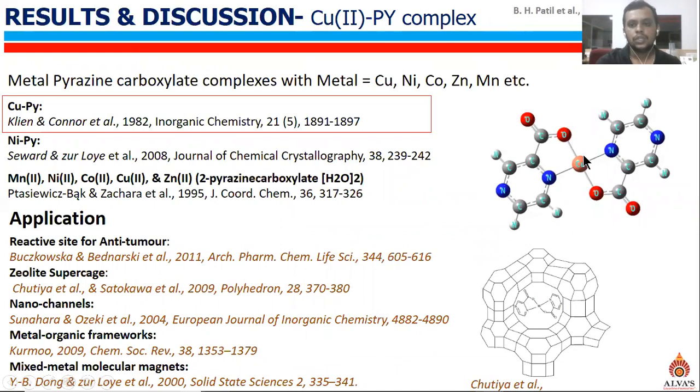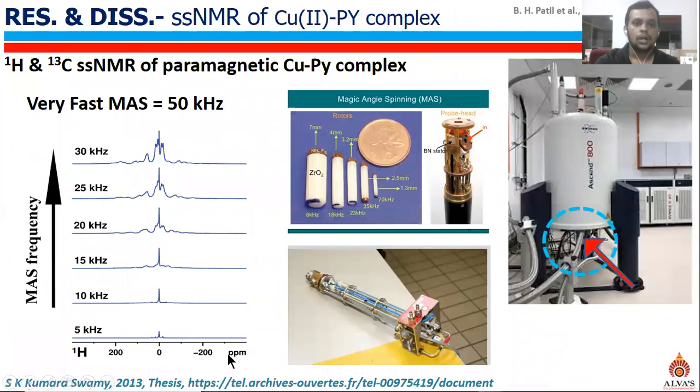And when we put paramagnetic copper into the pyrazine 2 carboxylate, it becomes a paramagnetic complex, which has wide application in many areas like the reactive center in anti-tumor agents, in the field of zeolite supercages, in the field of nanochannels, metal organic frameworks, and mixed metal molecular magnets.